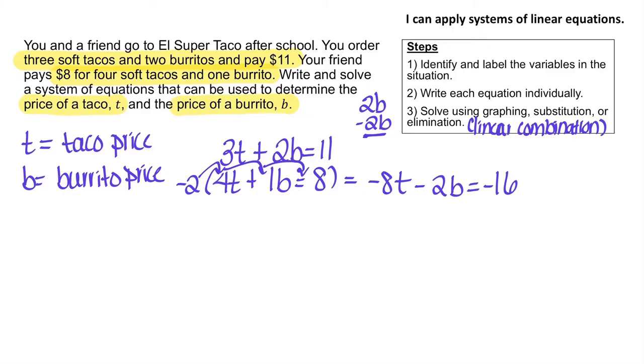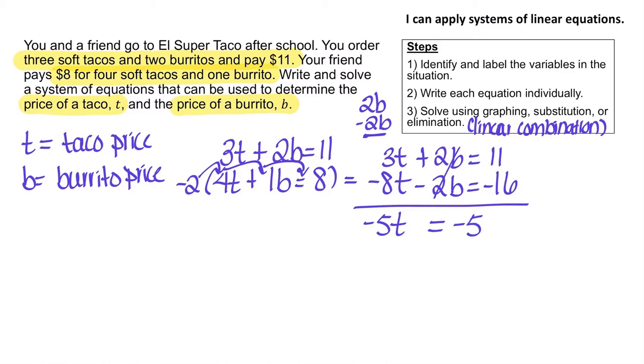Now I can combine this with that top equation, 3t plus 2b equals 11, and I can put these 2 equations together. When I do that, I get 3t minus 8t, which is negative 5t, plus 2b and minus 2b will cancel, and then I have that equals 11 minus 16, which is negative 5. Now to solve for t, I can go ahead and divide both sides by negative 5. When I do that, on the left, I get t equals negative 5 divided by negative 5, which is 1.